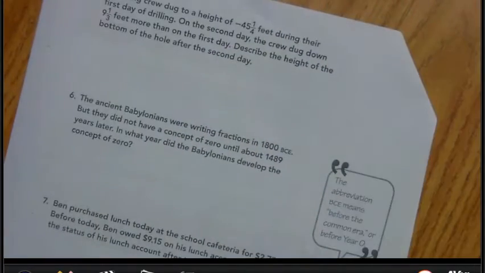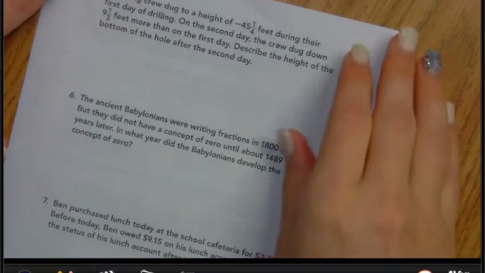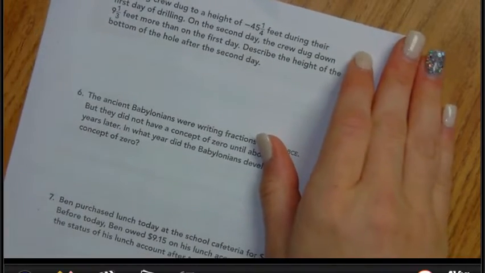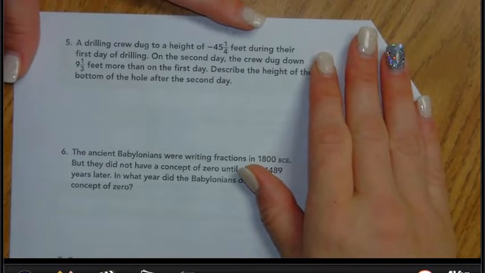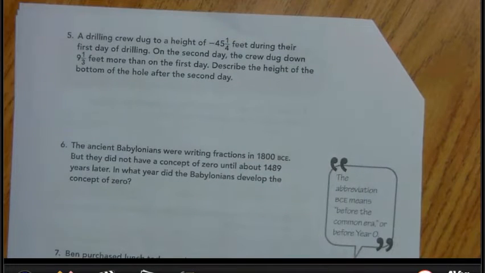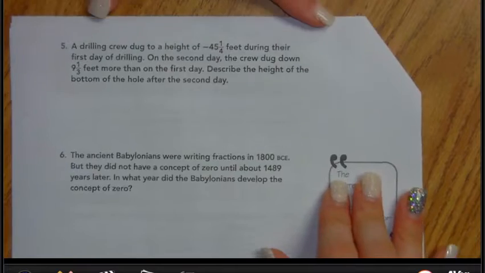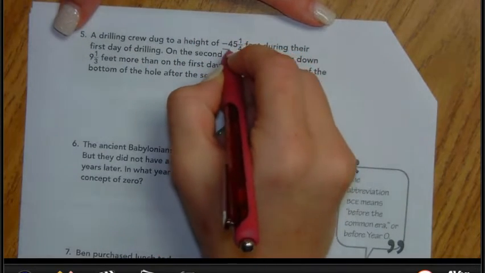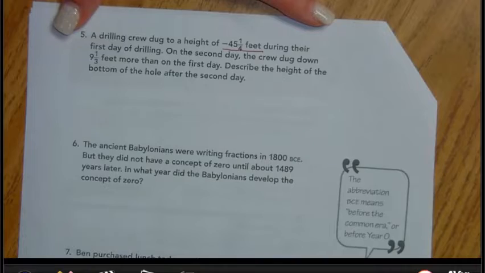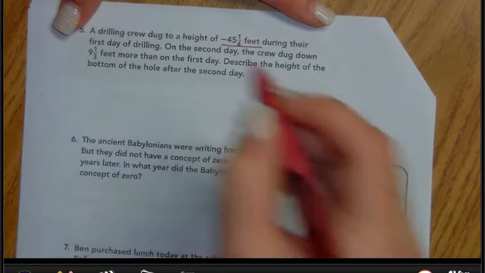All right, let's try two more. All right, let's take a look at number 5. Okay, number 5. So number 5 states this. A drilling crew dug a height of negative 45 1/4 feet during their first day.